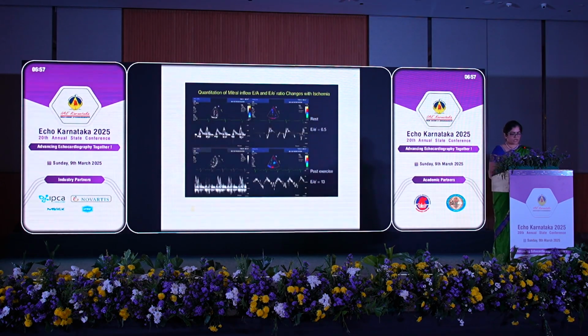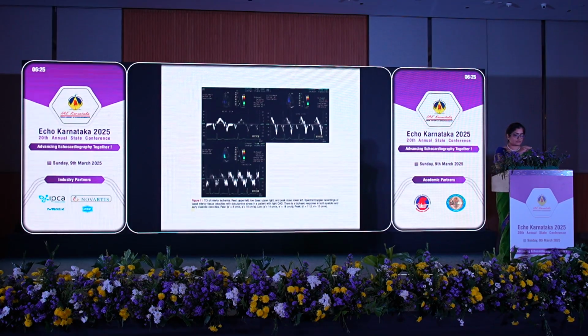This is a quantitation of mitral inflow E by A and E by E prime ratio that is shown both at rest and post exercise. So here you can see at rest the E by E prime is 6.5. However, when the patient was made to exercise and stress echo was done post exercise, the E by E prime went up to 13. So this indicates that there could be a probability of underlying ischemic heart disease. So this is the typical biphasic response that I told.